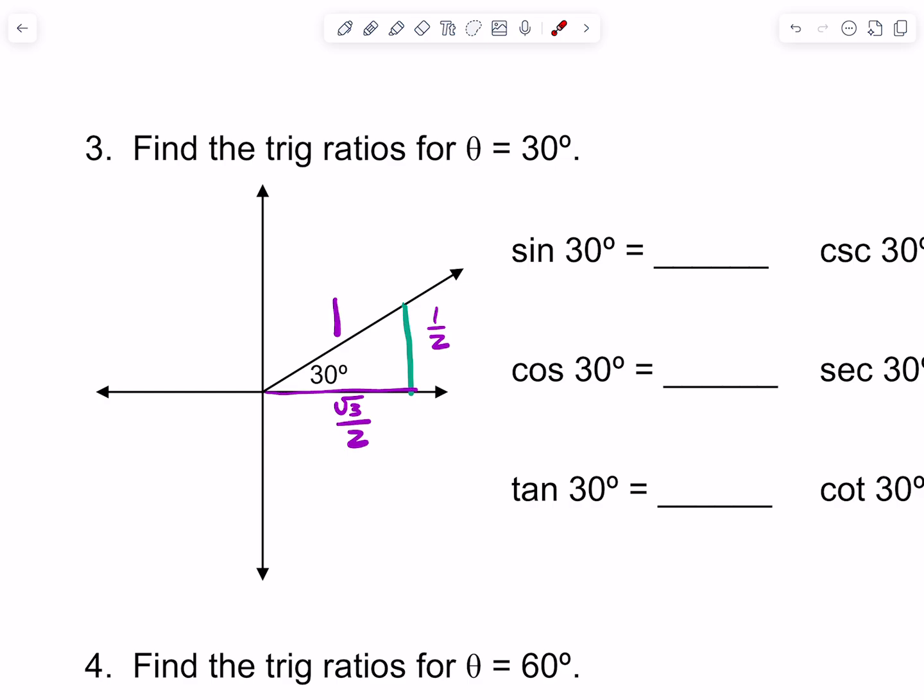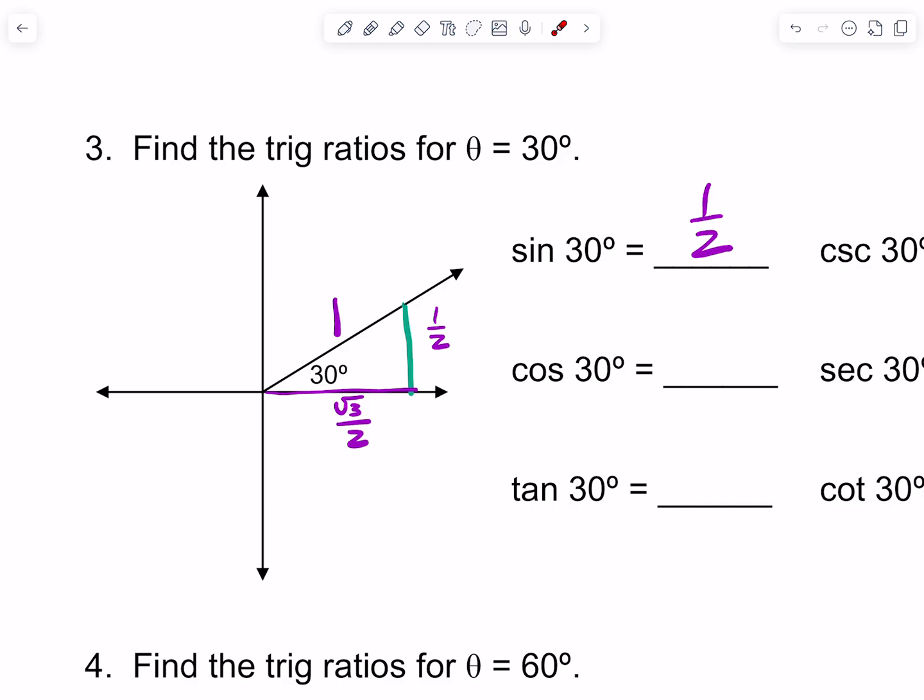All right. Radical 3 over 2 over 1. So sine 30 is y over r. So it's 1/2 divided by 1, which is 1/2. Very good. Okay. Cosine of, so the one I want everybody to memorize, sine 30 equals 1/2.